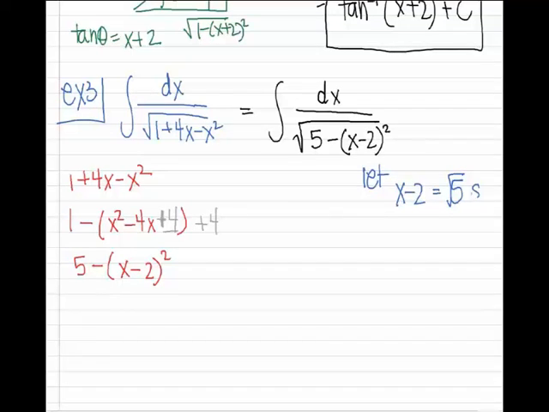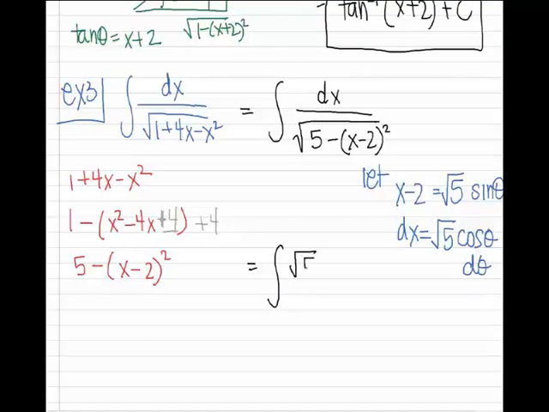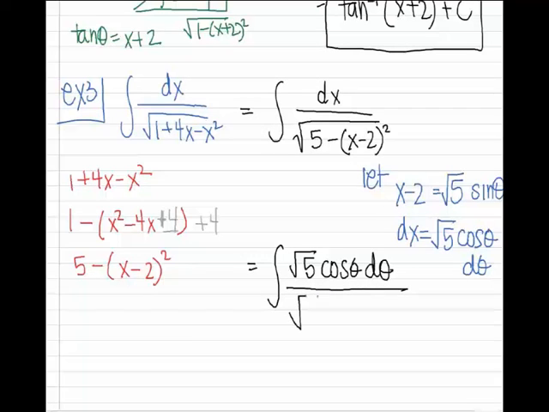So a little bit trickier. I hope you guys can follow. So dx will equal a square root of 5 cosine theta d theta. Now I'm going to substitute. So square root of 5 cosine theta d theta all over square root of 5 minus, now we're going to substitute in our x minus 2, which is all of this, and square it. So what goes underneath here? When we square x minus 2, we get 5 sine squared theta. That's our trig sub.